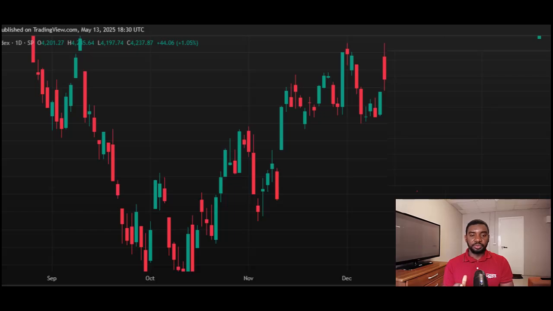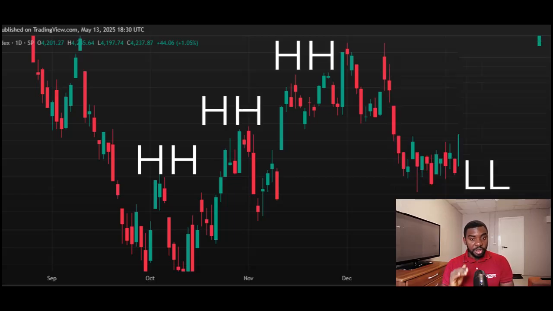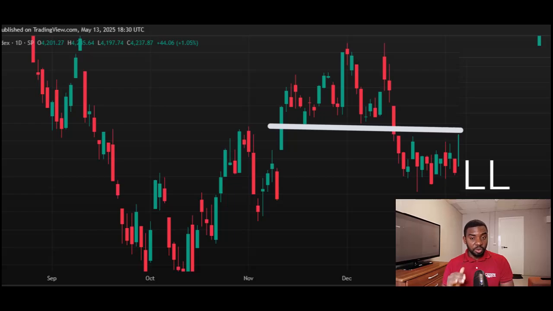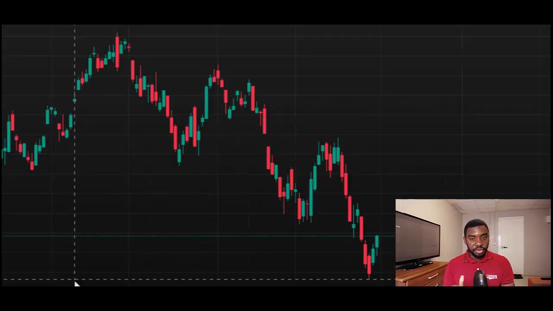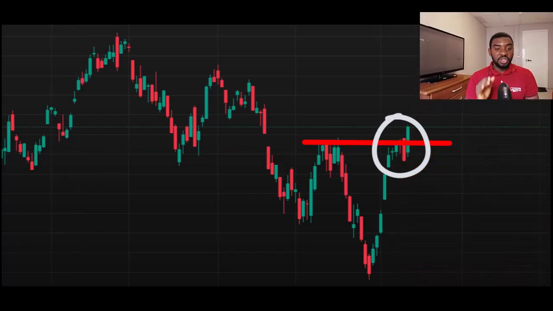First one is broken market structure. In an uptrend, if price stops making higher highs and instead breaks below the last swing low, that break of structure signals the uptrend is over. Likewise, in a downtrend, a break above the recent swing high is a warning.